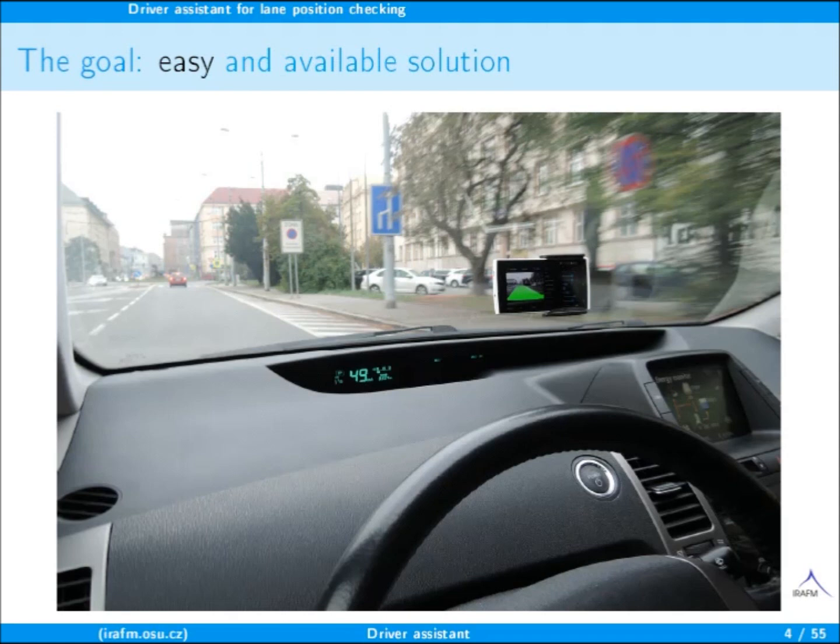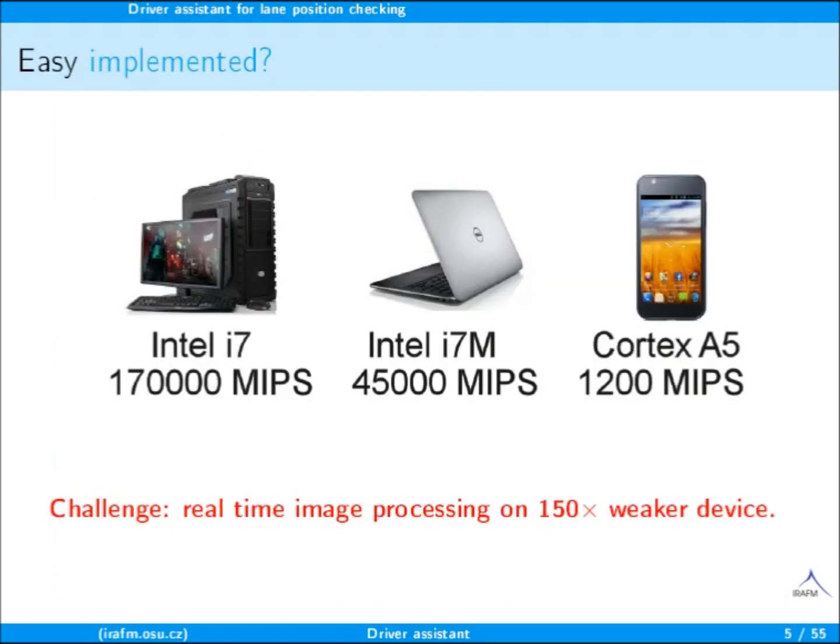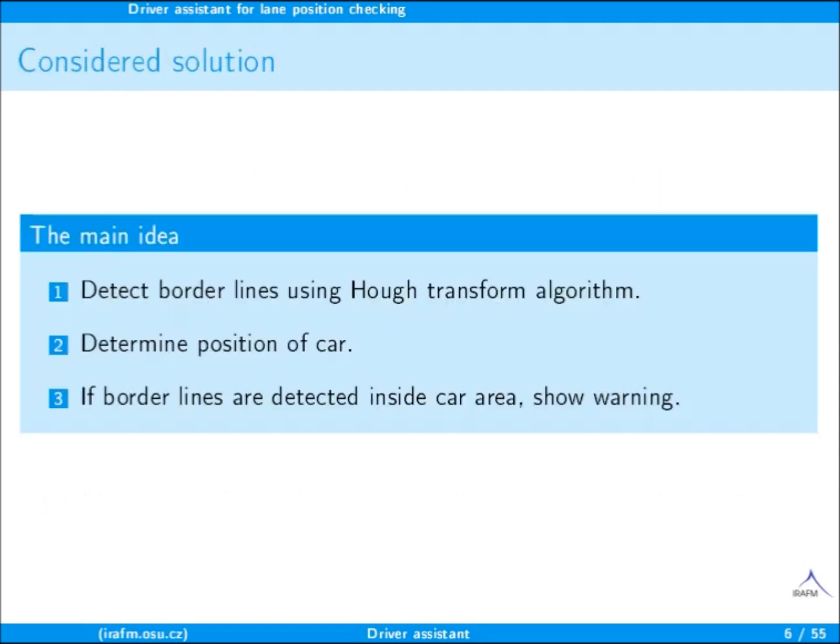As the system, we consider software running on a mobile phone. The main condition is easy usage for drivers. The problem can be with real-time processing. By real-time we mean at least 15 frames per second. For example, the mobile phone can handle more than 150 million instructions per second. And of course, instructions on the mobile phone are usually less powerful. Therefore, the designed solution has to be computational time efficient. There is our idea how to do that.